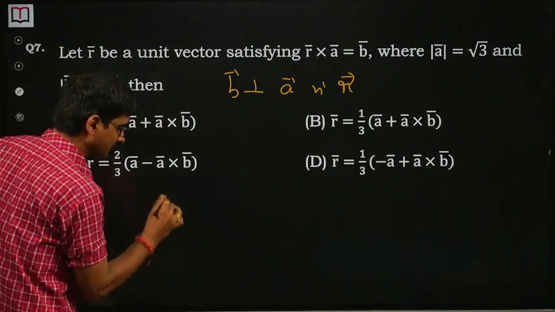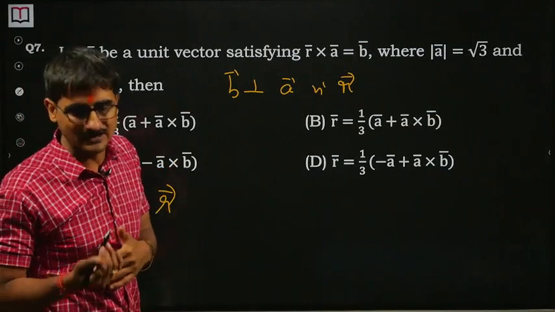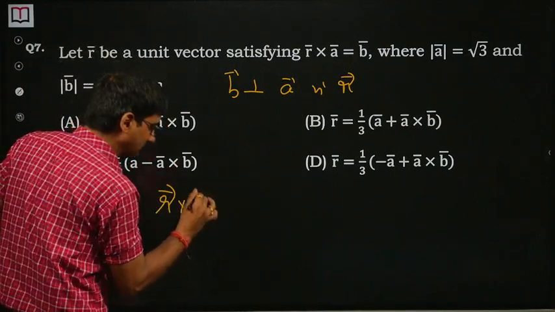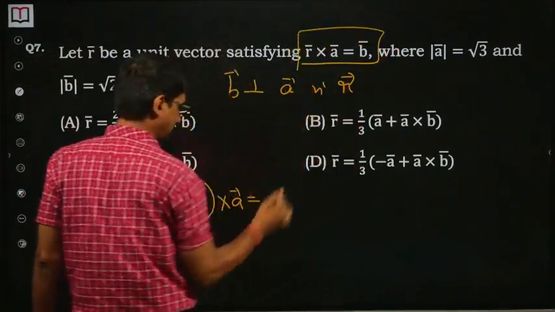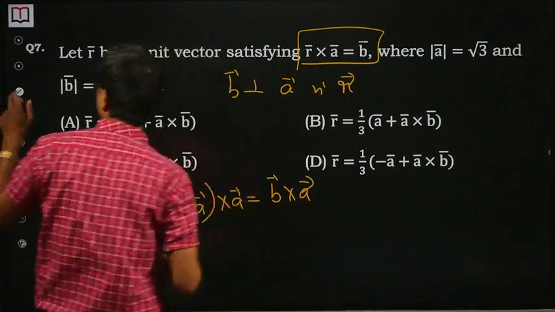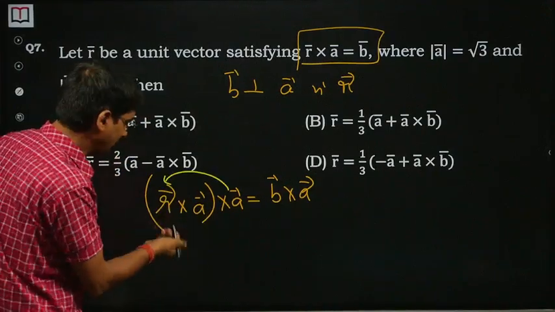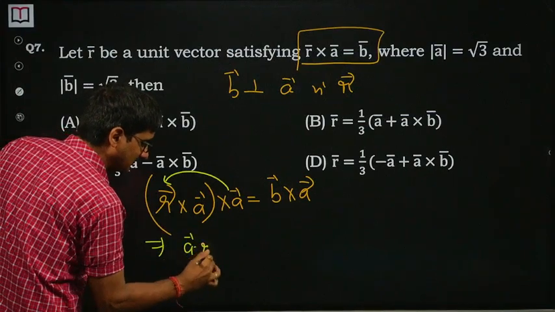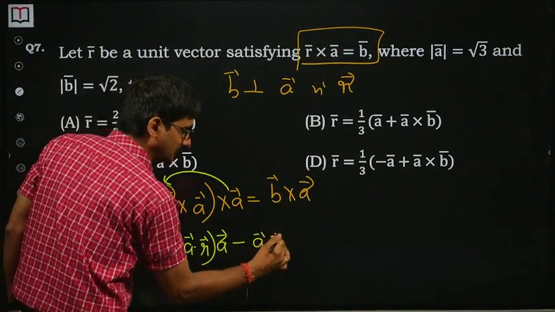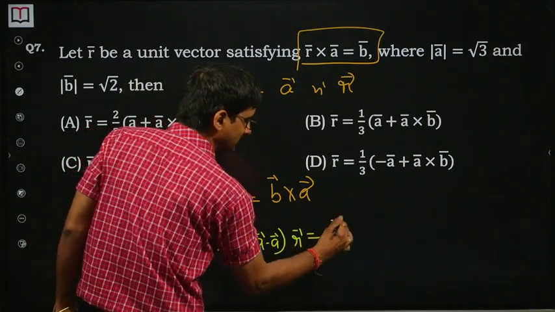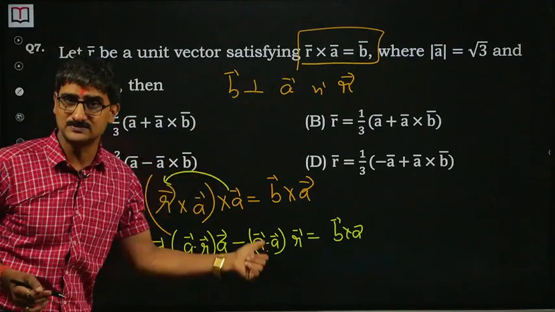Now see here, since the options themselves tell us that we need vector R represented in terms of vector A cross vector B, what I thought to start with is taking the cross product on both sides with vector A. Now using the vector triple product formula, we know it is the dot product with the farther vector, so A dot vector R times the nearer vector, minus its dot product with the closer one, so A dot A times R, is equal to B cross A. Here the magnitude of vector A is root 3, so A dot A is magnitude of A whole square.